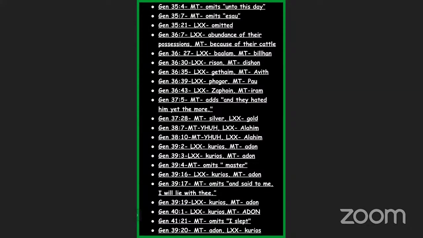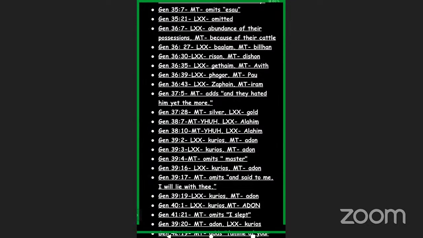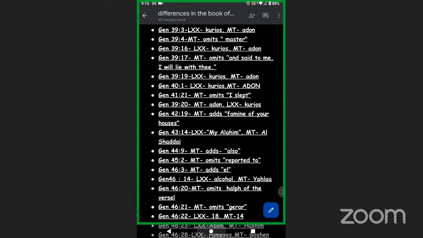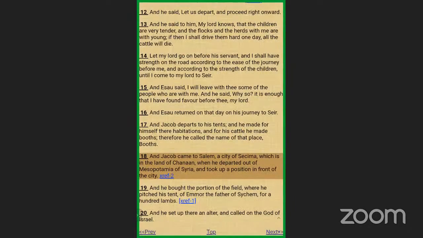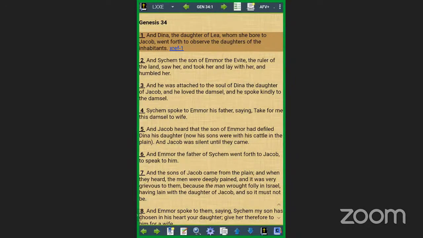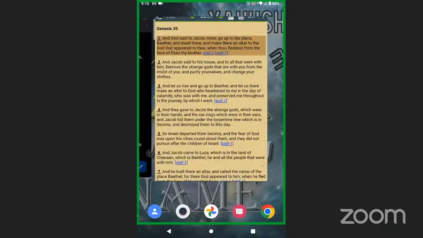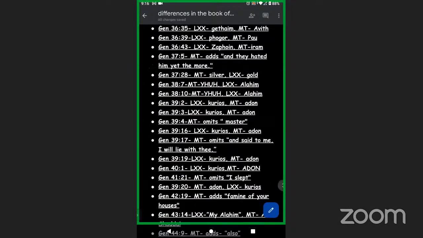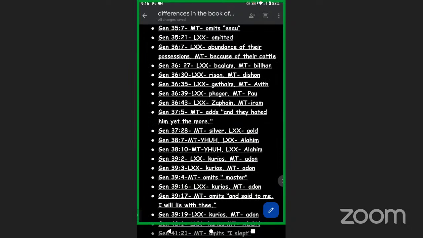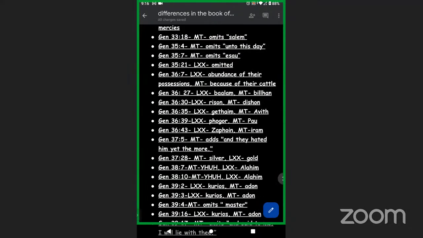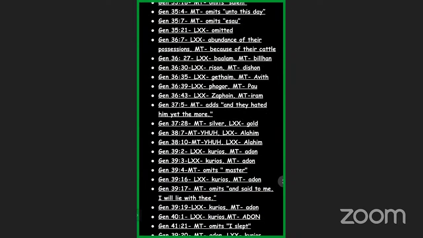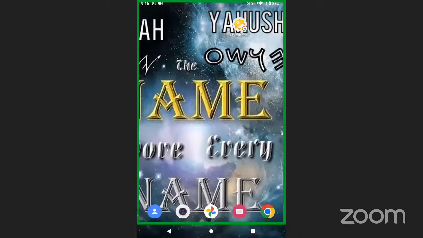Genesis 35, verse 4. Masoretic text omits "unto this day," that's a pretty big, important phrase there. It's letting you know, even unto the day of it being written, basically. Let's see here. So Barashith, chapter 35, verse 4.